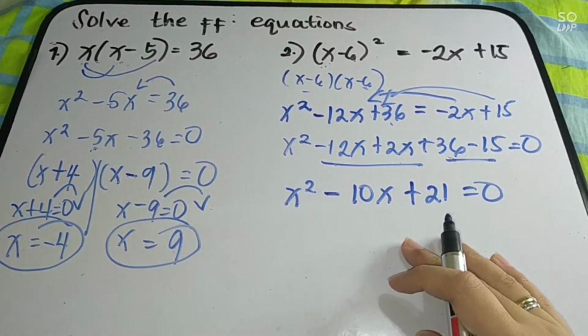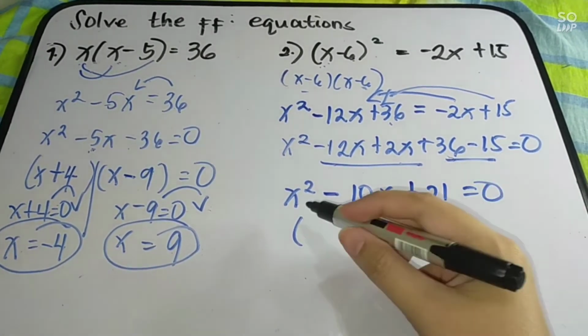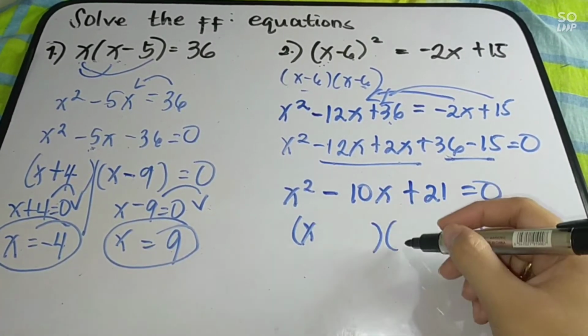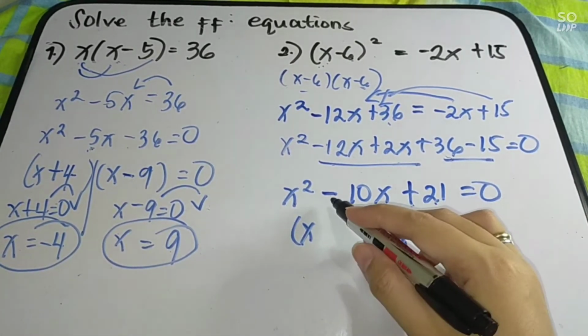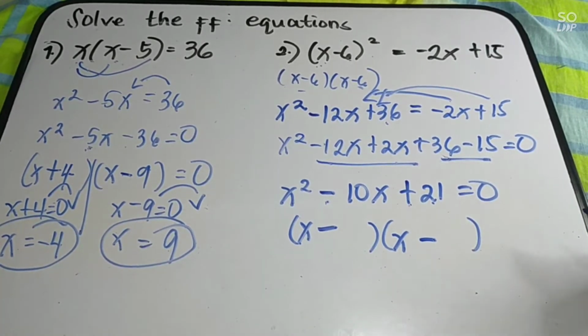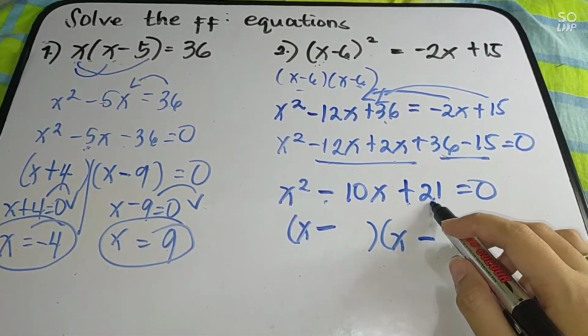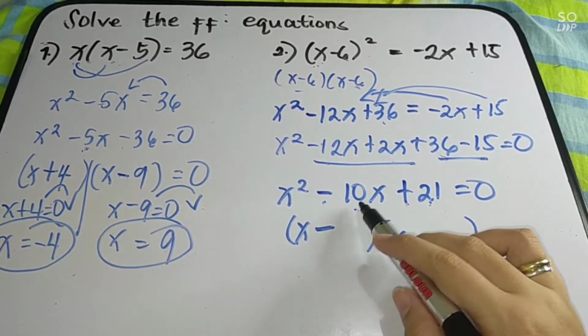So, there it is. We can now factor. Okay? So, factors of x squared, we have x and x. Then, factors of 21. Since it is positive, both should be negative. Same signs, both negative. There. So, think of a number, factors of 21, that when you add them, 10 comes out.